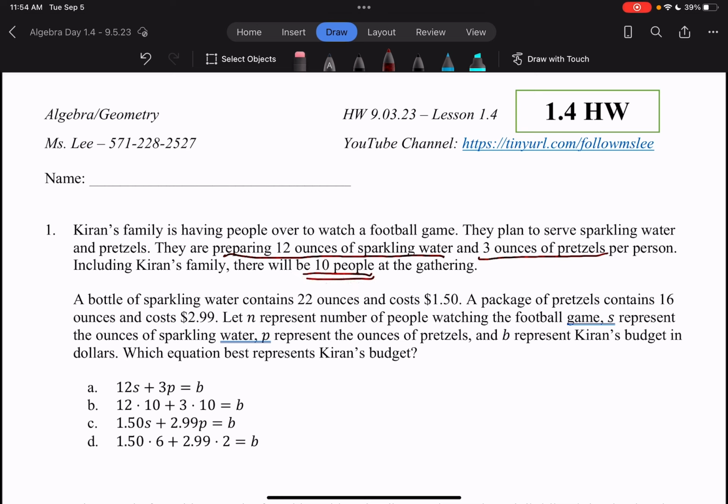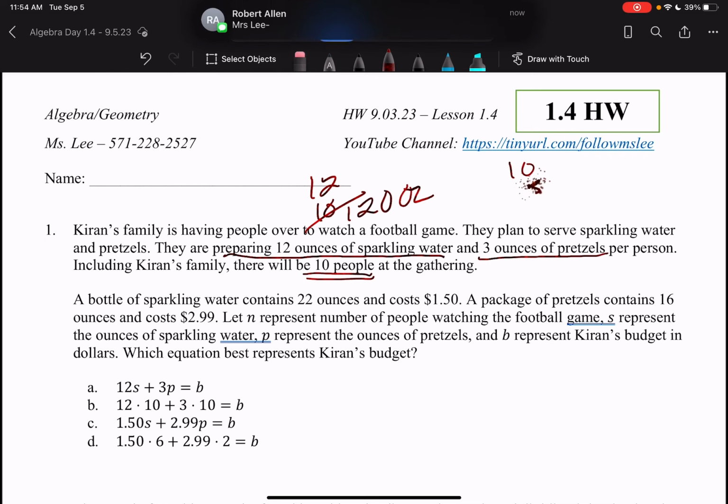So we have a lot of information already. We have 12 ounces per person and 10 people. So we can very quickly say, look, I already calculated. That's going to give us 12 times 10, which will give us 120 ounces that we need of sparkling water. And then we also have 3 ounces of pretzels times 10 people, and so that's going to give us 30 ounces of pretzels that we need.